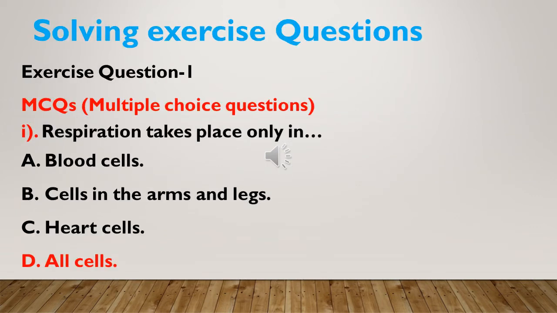Now we are going to solve question number 1 of the exercise, which is multiple choice questions. We have to sort out one most appropriate option for each statement. Let us start with the first statement. I. Respiration takes place only in. Option 1 is blood cells. Option 2 is cells in the arms and legs. Option 3 is heart cells. And at last, option number 4 is all cells. The last option, I mean option D, is correct.